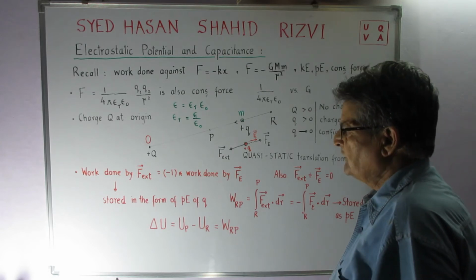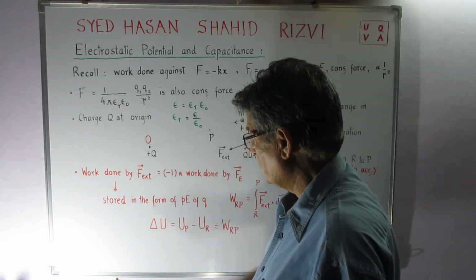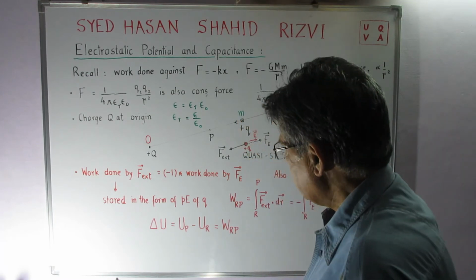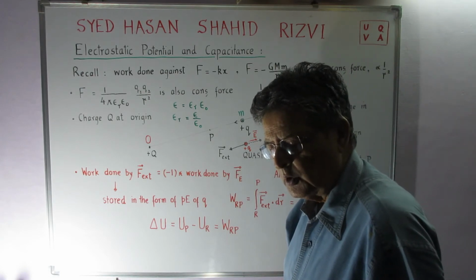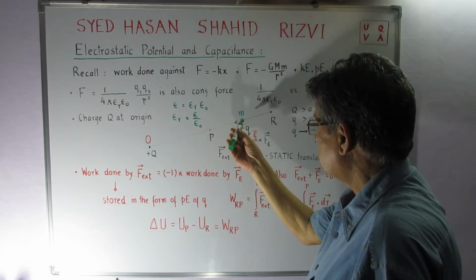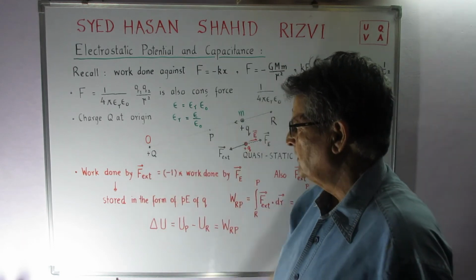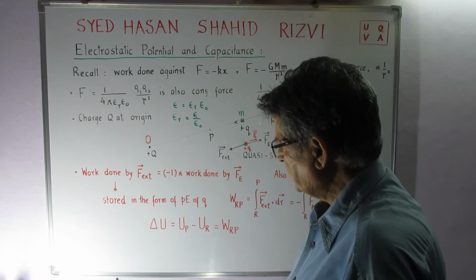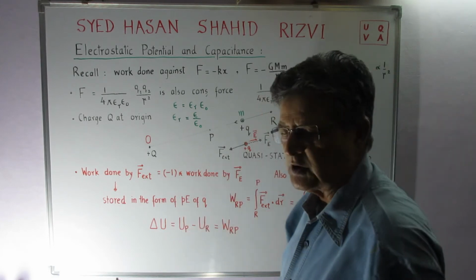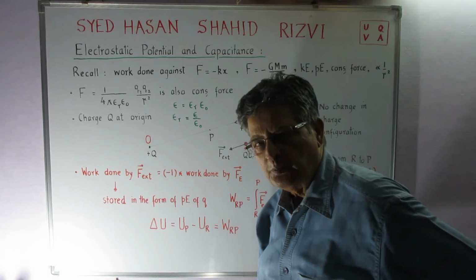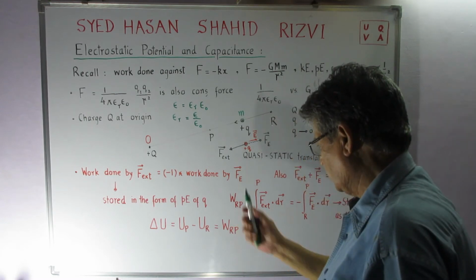Now let's see. The work done by the external force, which you have just introduced, is equal to minus 1 times the work done by the force due to the electric field that is there and working on the charge q. Now, this work done by the external force is stored in the form of potential energy of the charge q. So let us see.